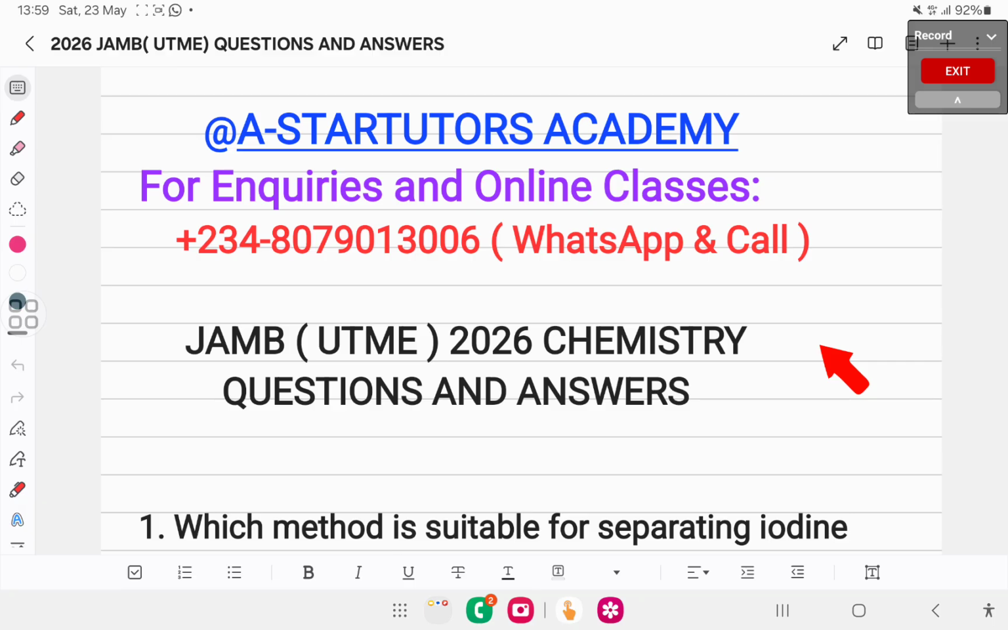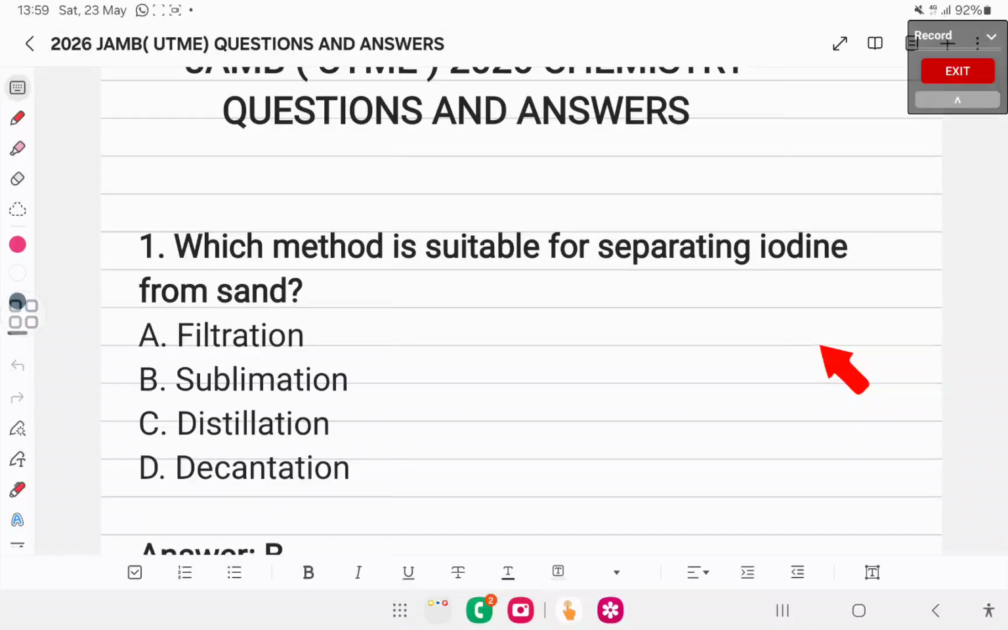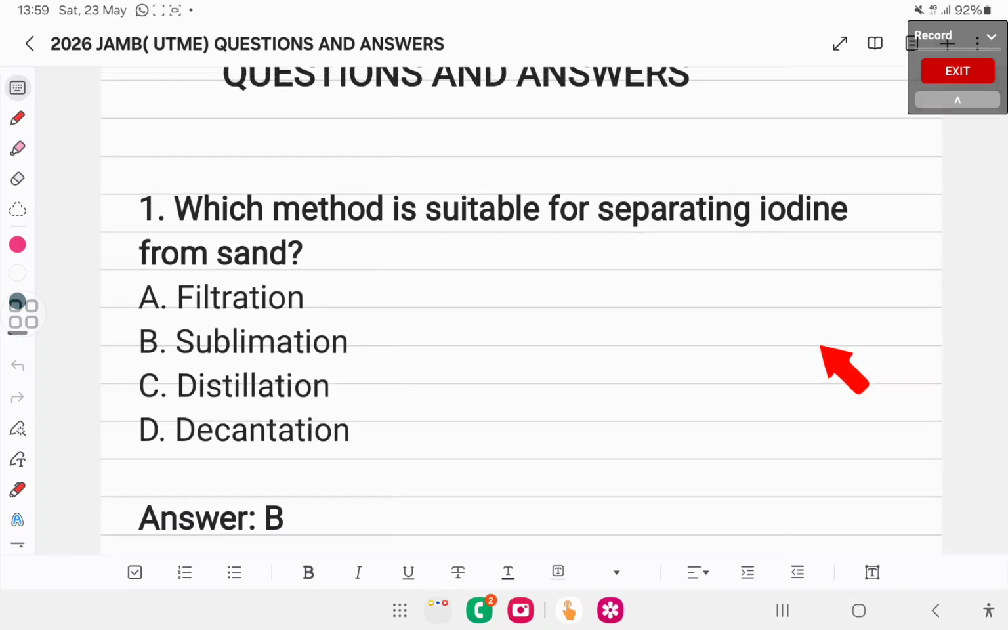Today we shall be looking at JAMB or UTME 2026 chemistry question and answer, the first batch questions, question 1 to 40. The first question: which method is suitable for separating iodine from sand? The correct option to this question is B, that's sublimation.